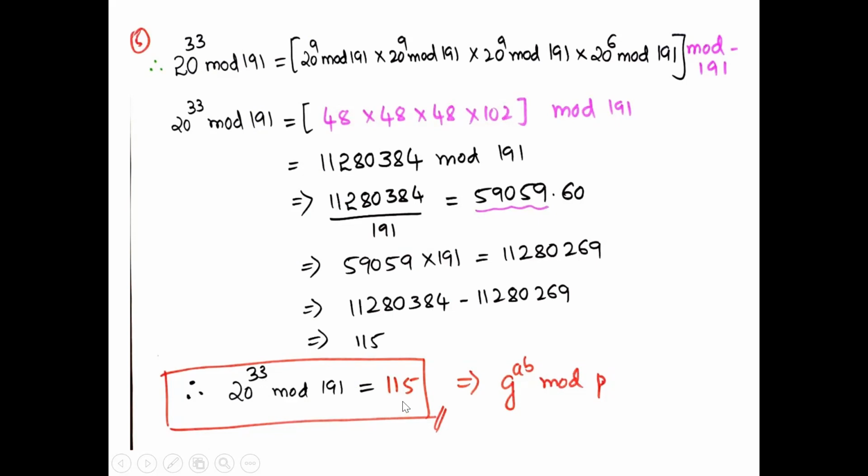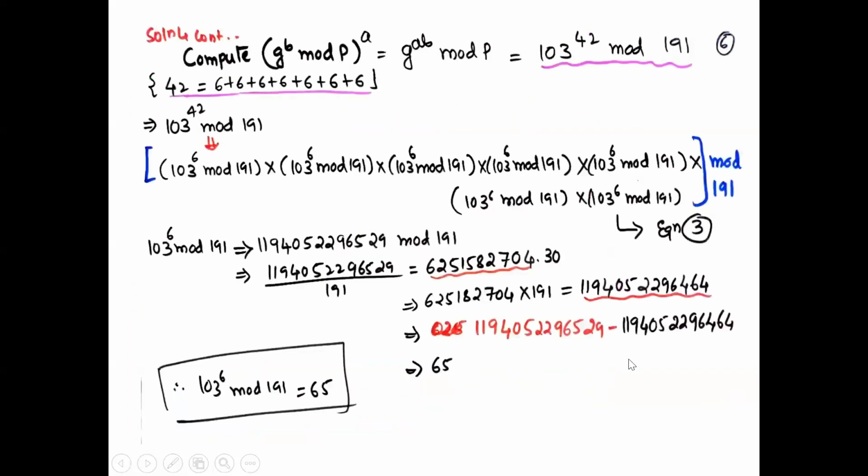So this is at one end. Similarly, at the receiving end also, you need to compute the shared secret key. We will do it at the receiving end now. So 103 raised to 42 mod 191. 42 is a bigger number, so it can be factorized as 7 into 6. That is 42 means 6 plus 6 plus 6 plus 6. You can factor like this.